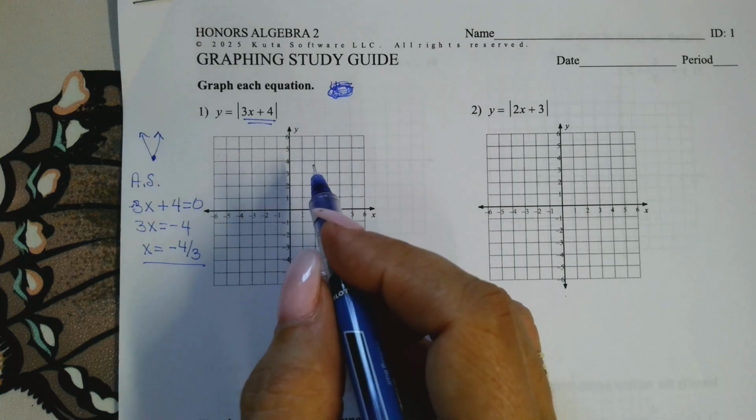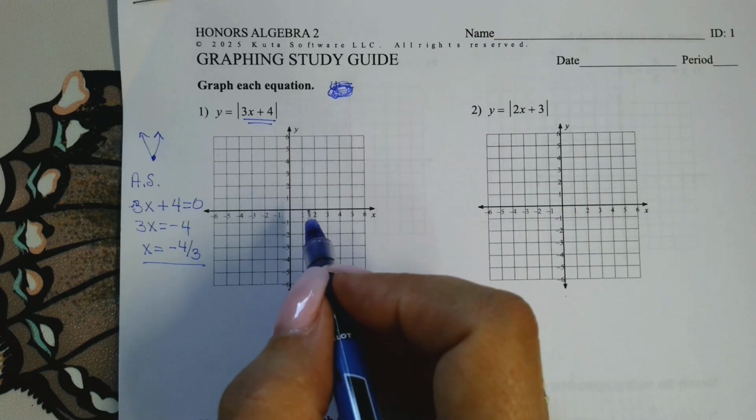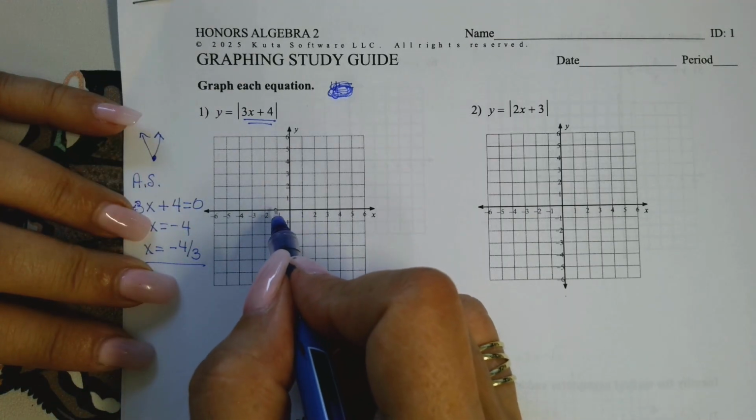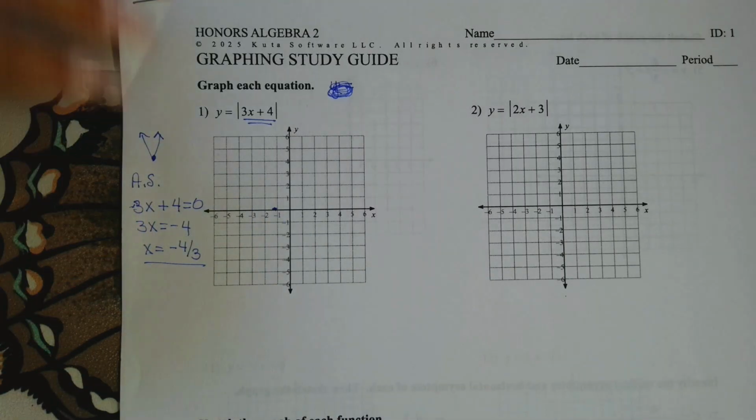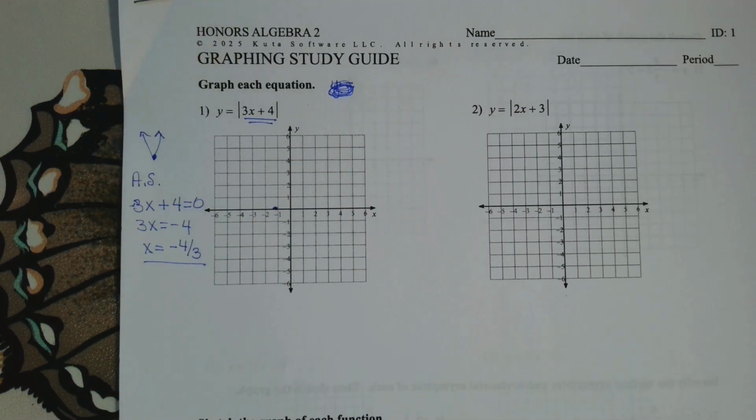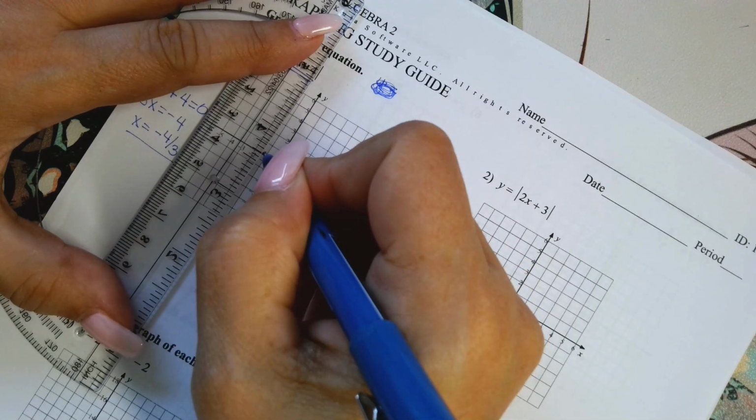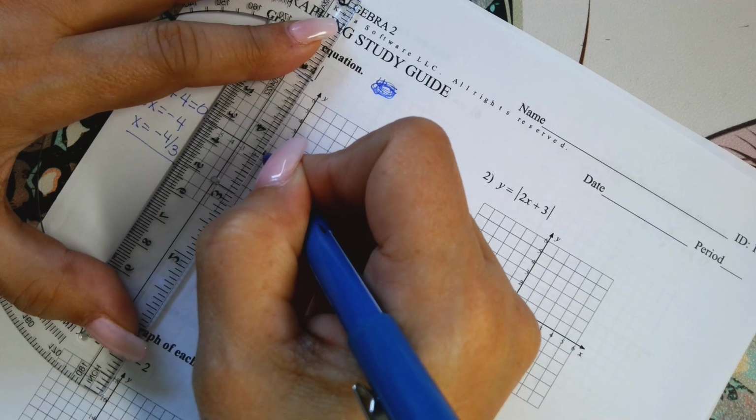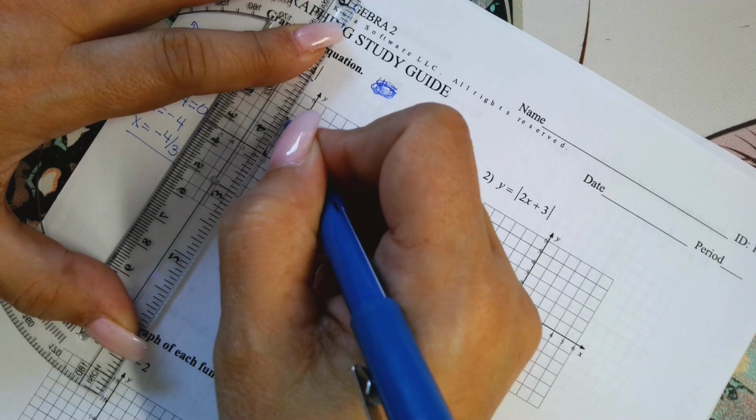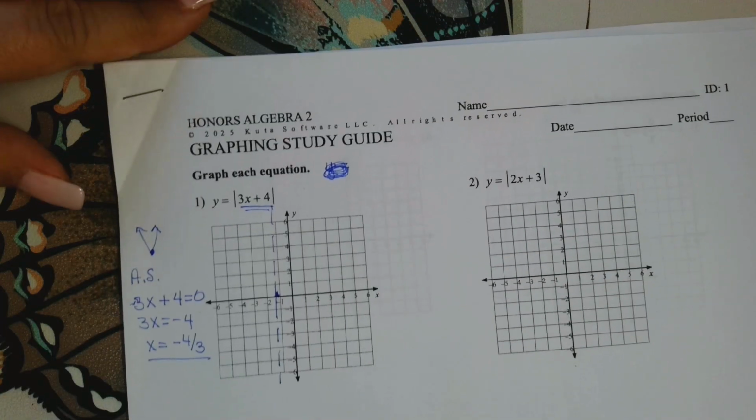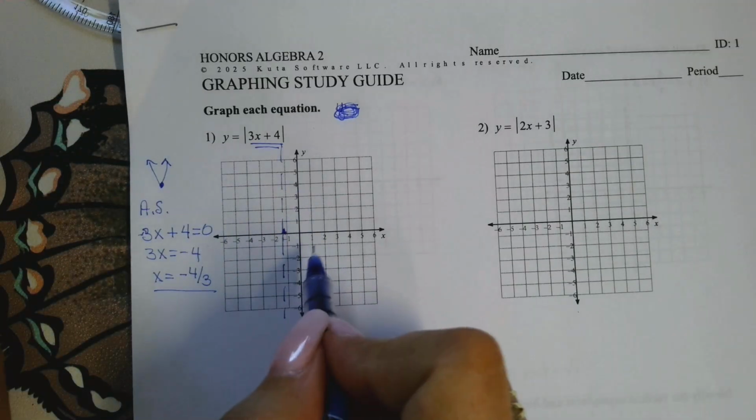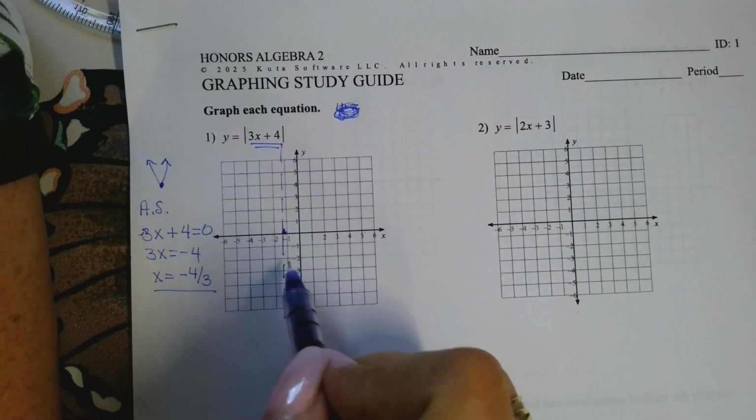So negative 4/3 is negative 1.333333. So it is about here. Again, we are just estimating here, because there's really no way I can get that exact. But that is your axis of symmetry. So very, very close to x equals negative 1. Just a smidgen past negative 1.